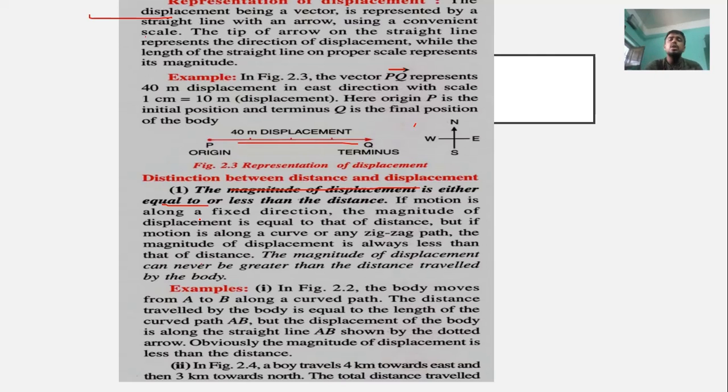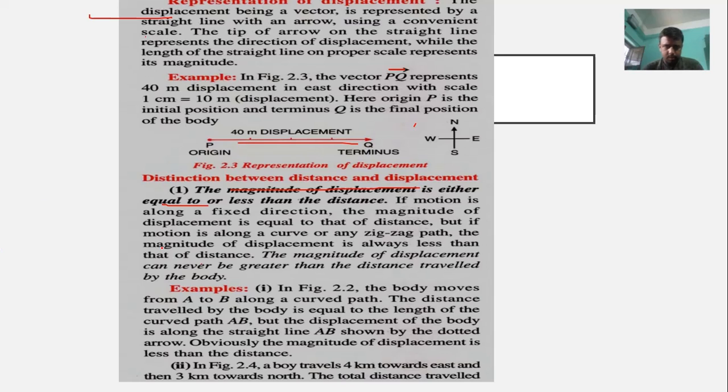If a motion is along a fixed direction, the magnitude of displacement is equal to that of distance. Okay, means if you are traveling in a certain direction, that is both your distance and also your displacement. But if a motion is along a curve or any zigzag path, the magnitude of displacement is always less than that of distance. Okay, magnitude of displacement can never be greater than distance.